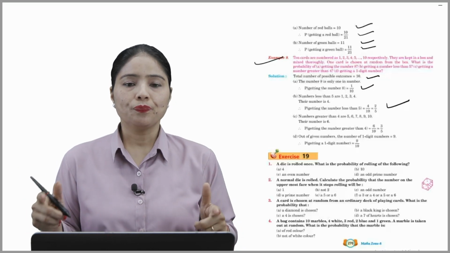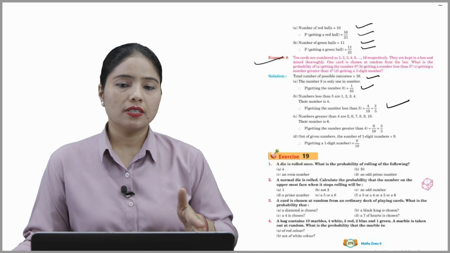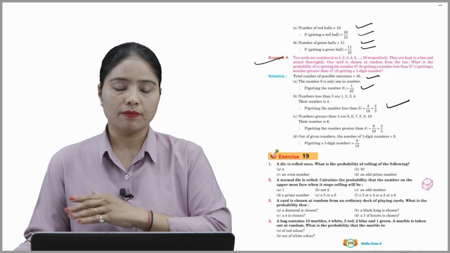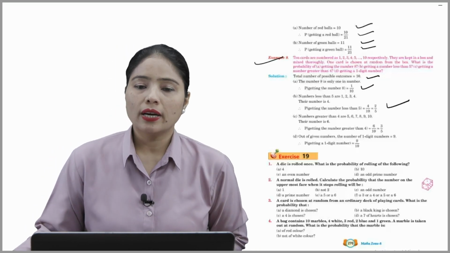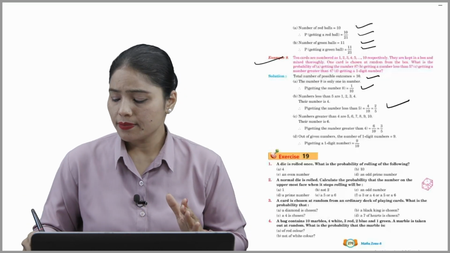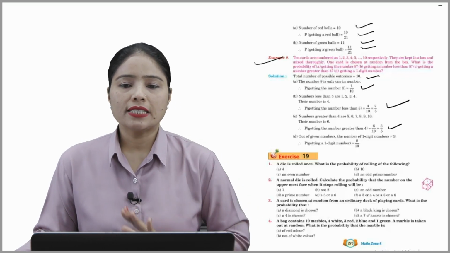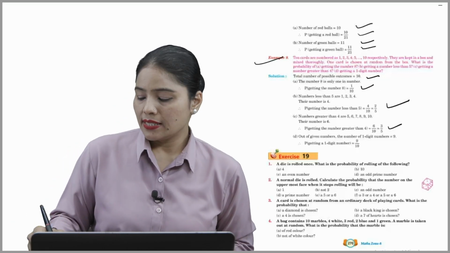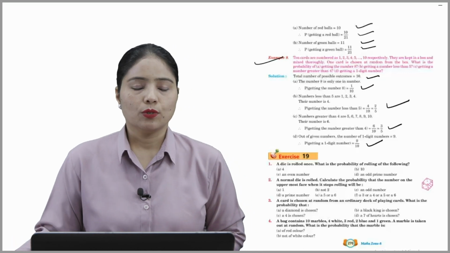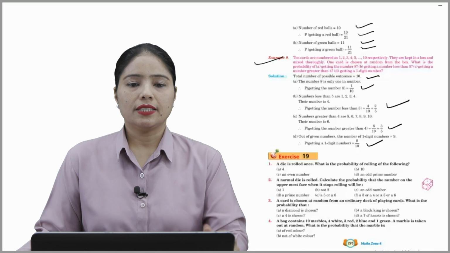Hope you understood. Part C: the numbers greater than 4 are 5, 6, 7, 8, 9 and 10. So their count is 6, and the probability is 6/10, that means 3/5. Similarly, 1-digit numbers are 9, so the answer is 9/10. Hope you understood well. So now move on to exercise 19.